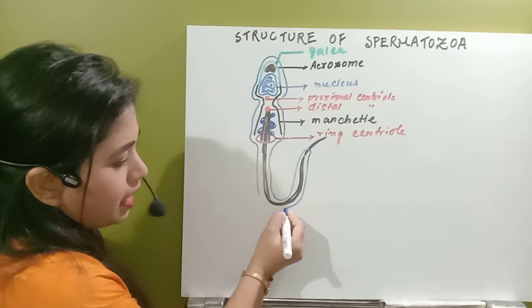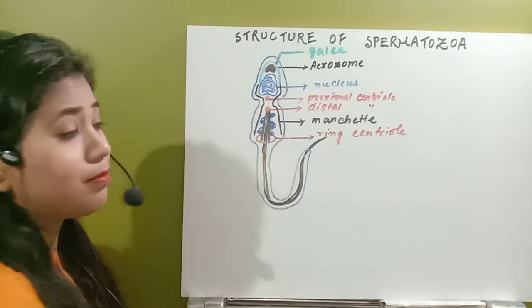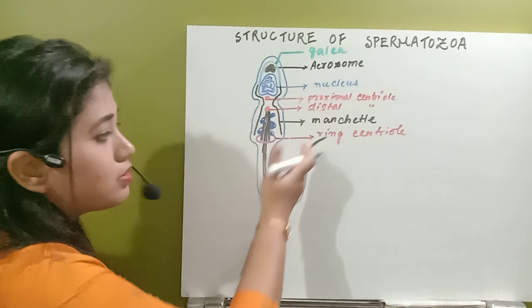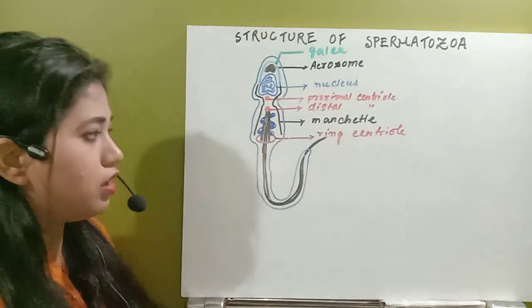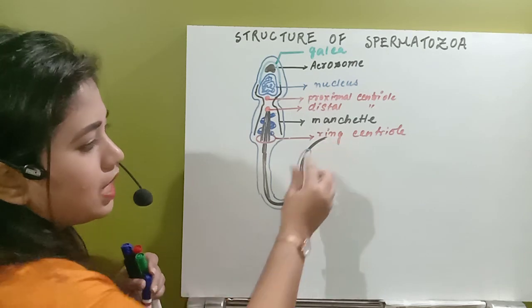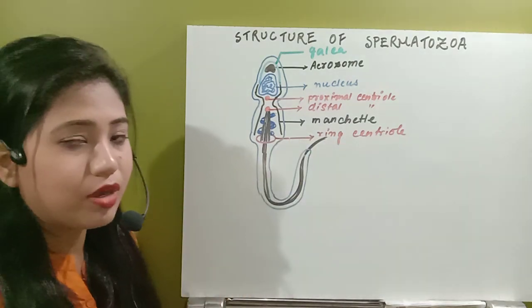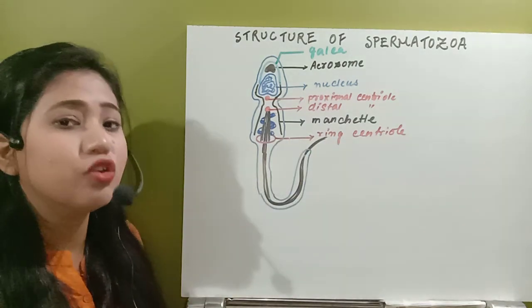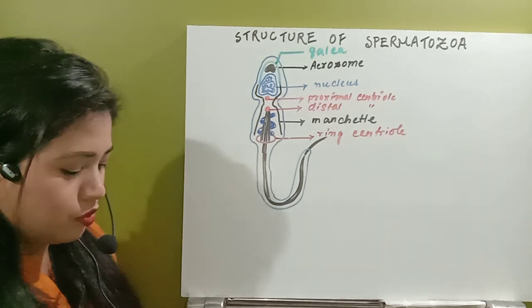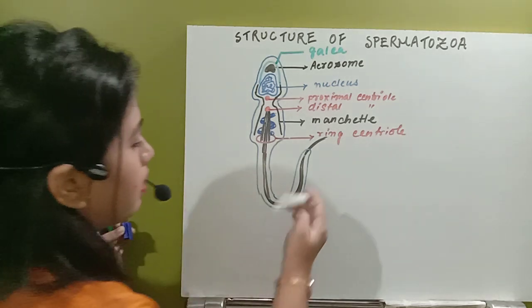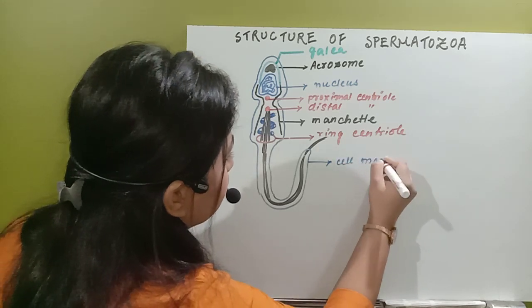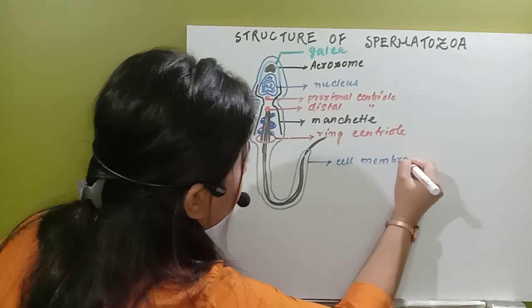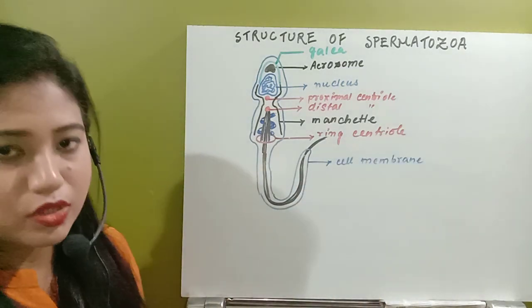That means the microtubule or axial filament will extend beyond this plasma membrane for a little region. So in this region of the tail, the plasma membrane or cell membrane is not going to cover. So this is the plasma membrane or the cell membrane. So this is the structure of the spermatozoa.